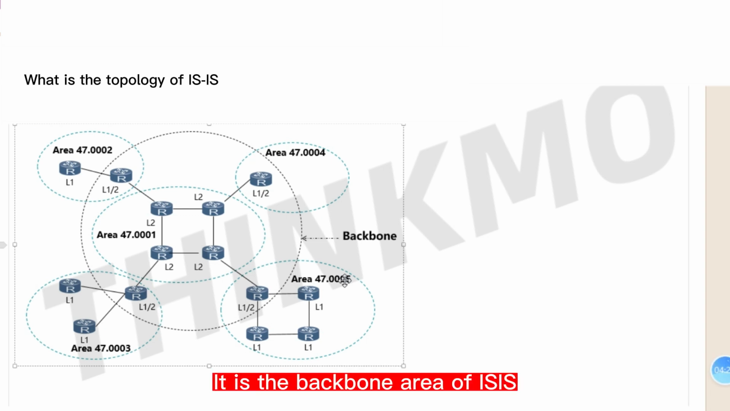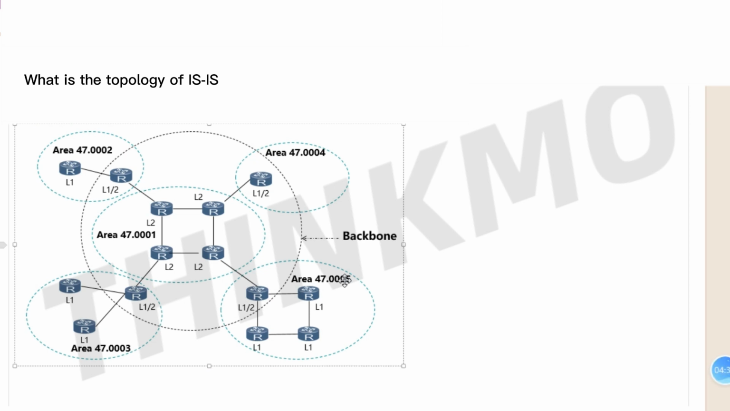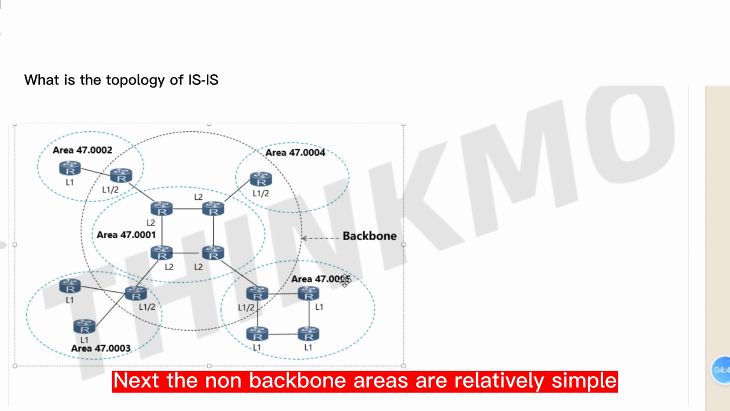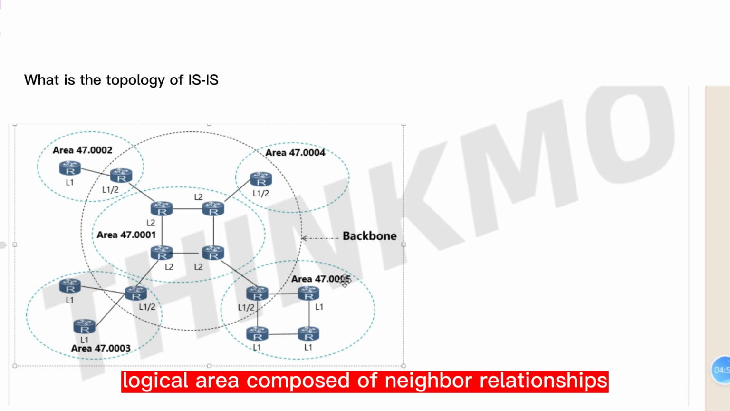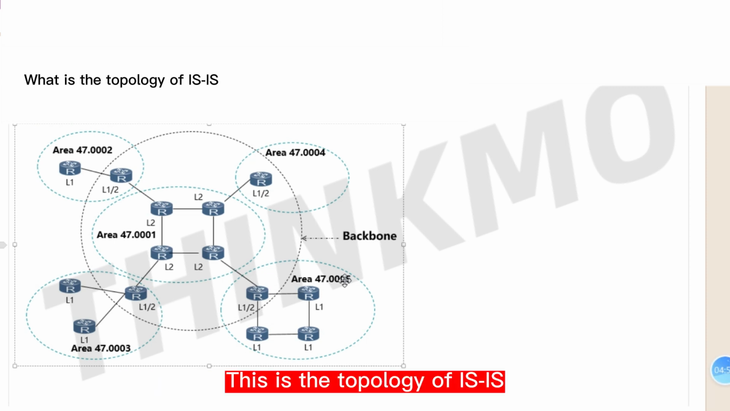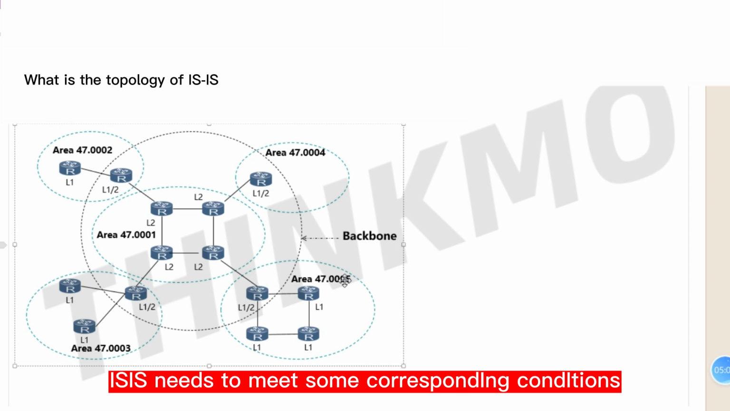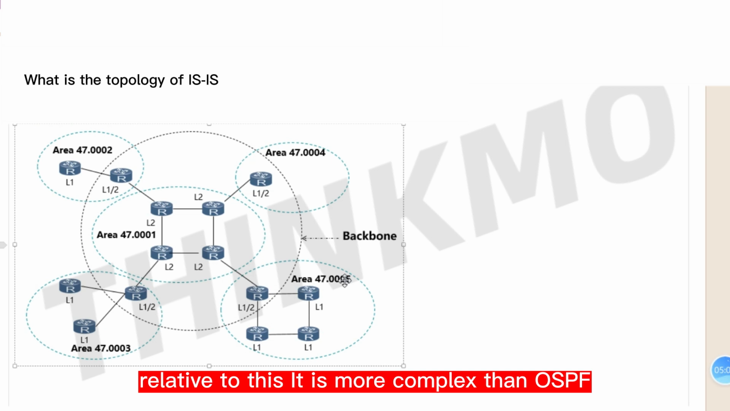The backbone area of IS-IS is a logical area composed of continuous level 2 neighbors. Remember to keep level 2 continuous. Next, the non-backbone areas are relatively simple. The non-backbone area is the area outside the backbone area. It's just a logical area composed of level 1 neighbor relationships. This is the topology of IS-IS. OSPF is manually divided. However, IS-IS needs to meet some corresponding conditions. Relative to this, it is more complex than OSPF.